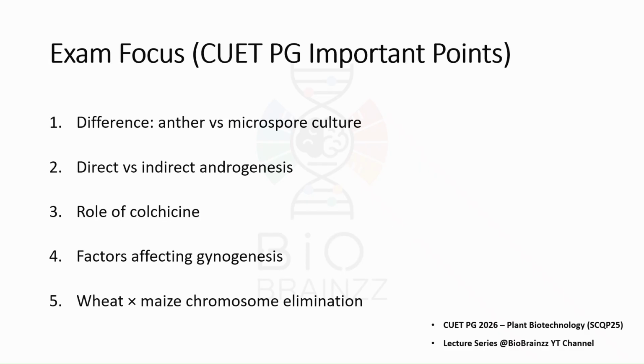For examination purposes, you should clearly understand the difference between anther culture and microspore culture, as well as direct and indirect androgenesis. These comparisons are frequently asked in conceptual and short answer questions. You should also remember the role of colchicine in chromosome doubling, major factors affecting gynogenesis, and the wheat-maize chromosome elimination system, as these are important application-based topics.